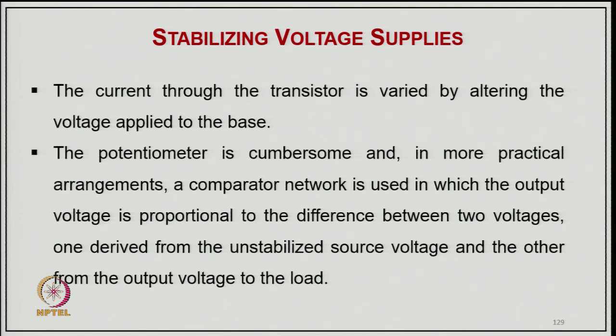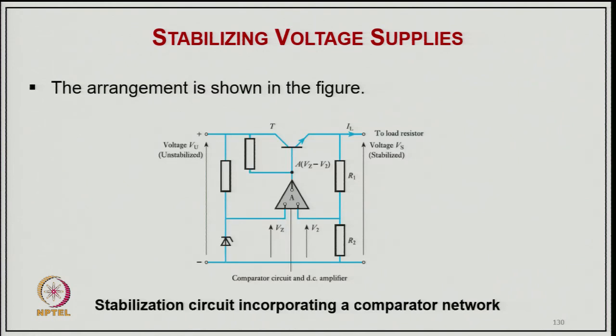So, current through the transistor is varied by altering the voltage applied to the base, and the potentiometer is cumbersome. A more practical arrangement is a comparator network, in which the output voltage is proportional to the difference between two voltages, one derived from the unstabilized source voltage and the other from the voltage to the load. And this is the typical kind of practical supply. The arrangement is shown here.